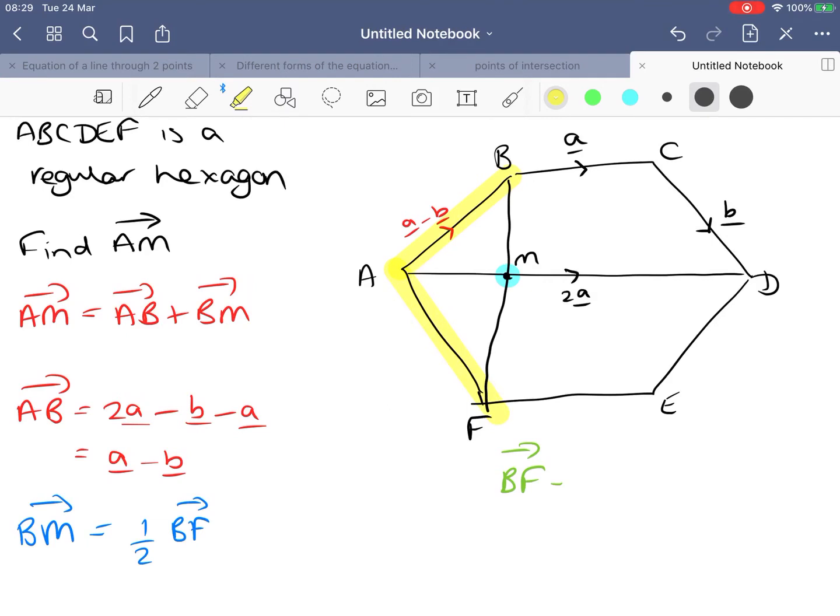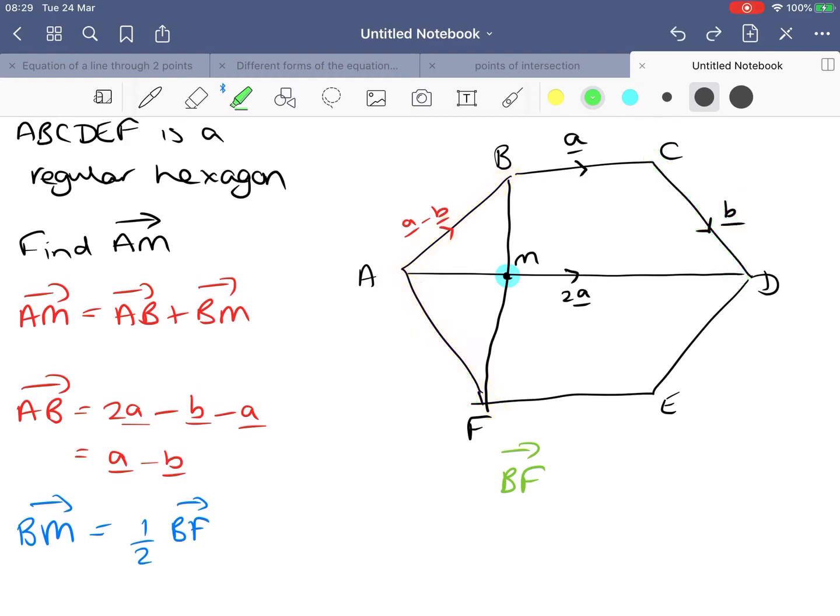Now, looking at that to begin with, you might think, but I only know one of those vectors. But in actual fact, we don't, because we've got this over here. And because it is a regular hexagon, this is going to be parallel to this. It's also going to be the same length. And therefore, they are actually going to be the same vector.